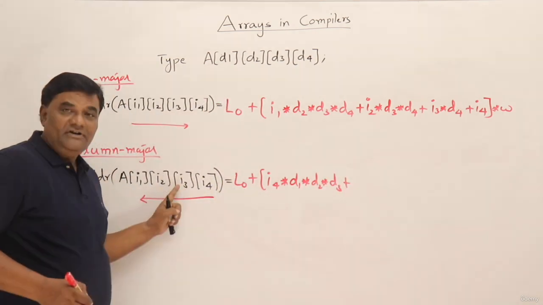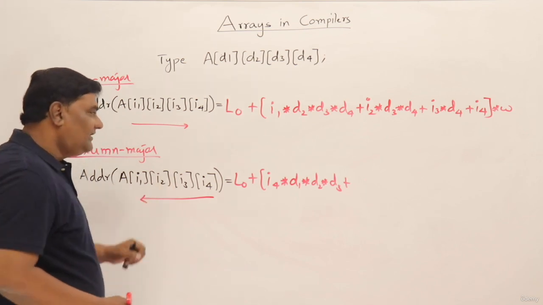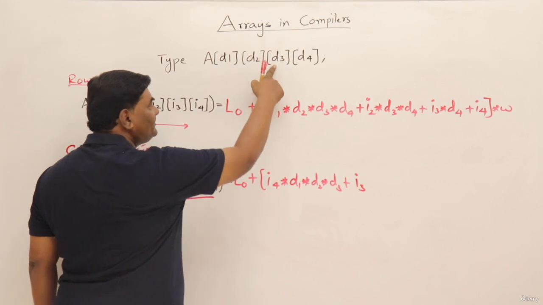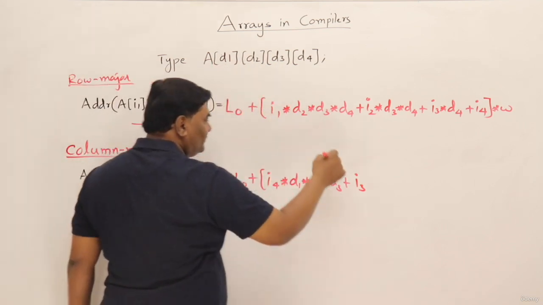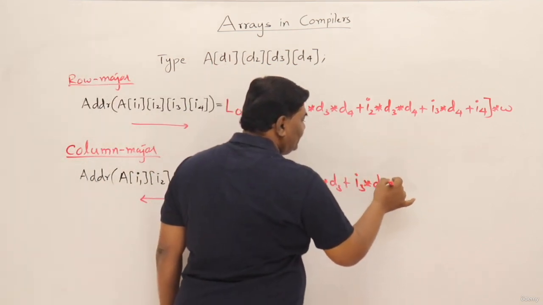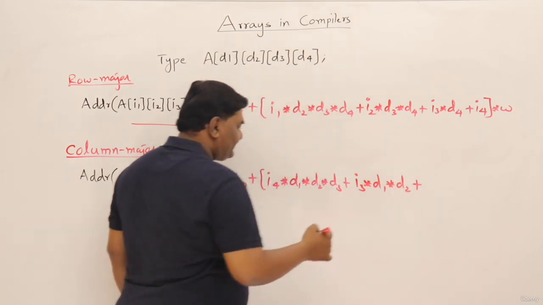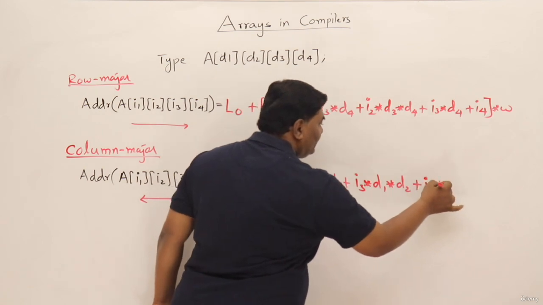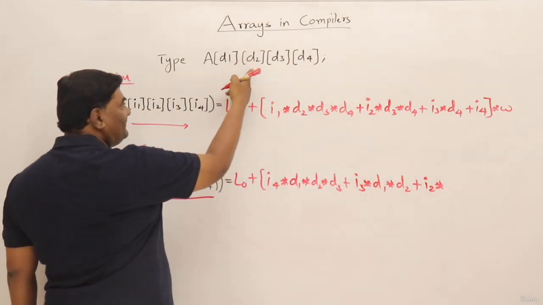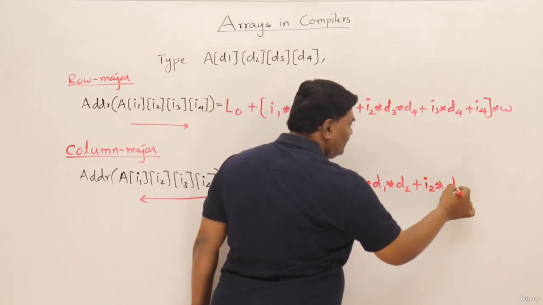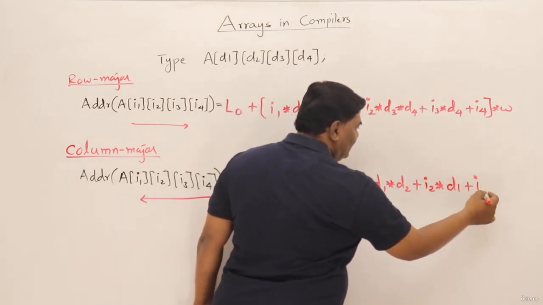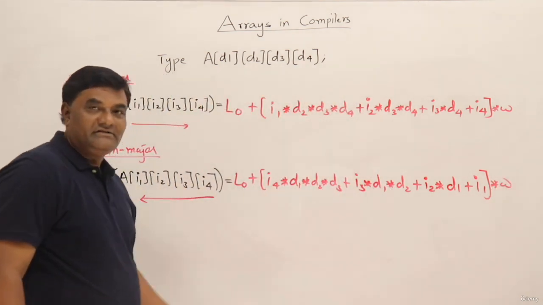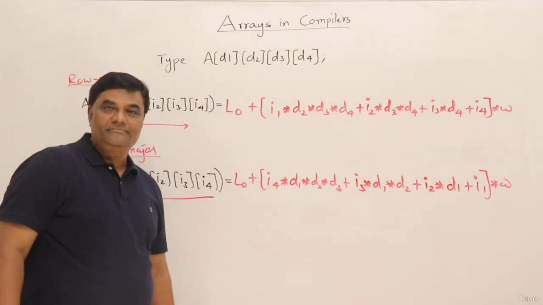Now we are moving from right to left. So next is I3, index 3. Go to dimension 3 and take all the dimensions before dimension 3. So this is D1 and D2, multiplied by D1 and D2. Plus I2 multiplied by, go to dimension D2 and take all the dimensions before that, so that is D1. Plus I1 multiplied by W. So that's it. This is the approach for preparing the formula.